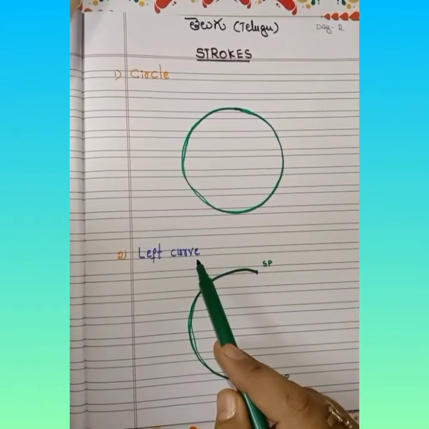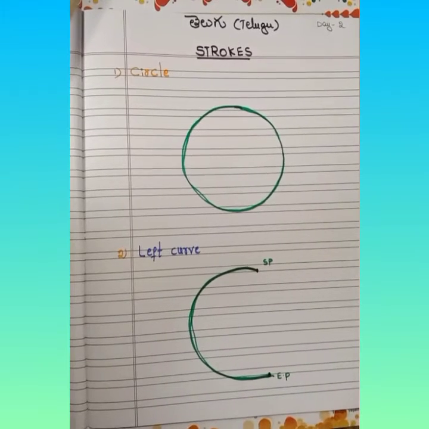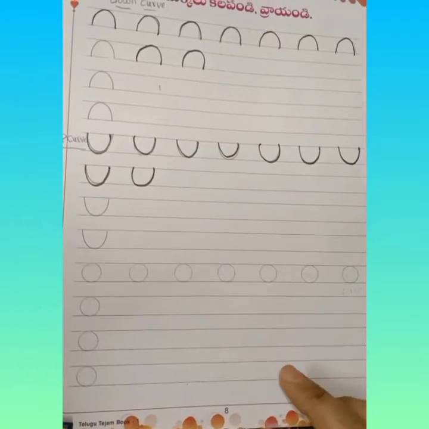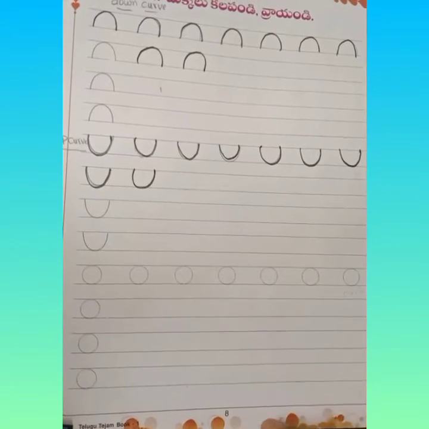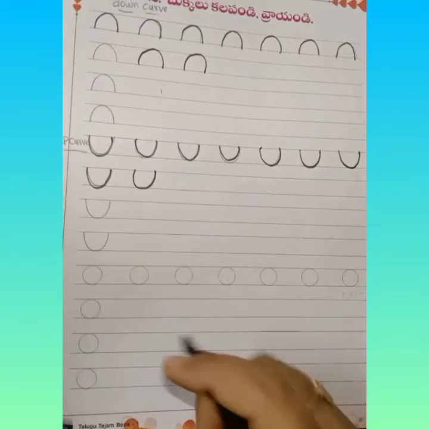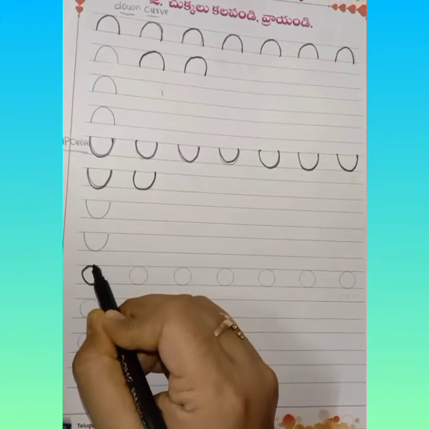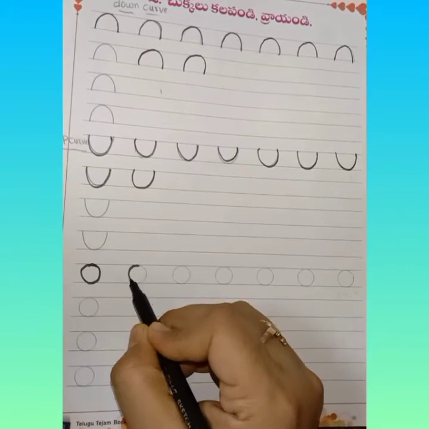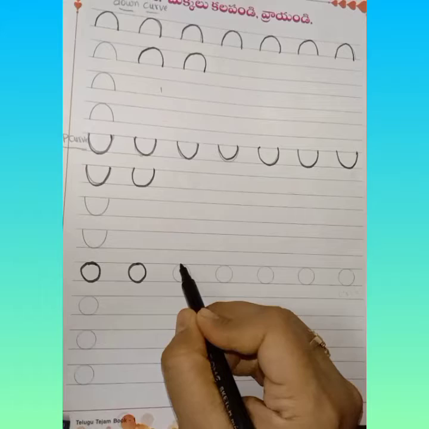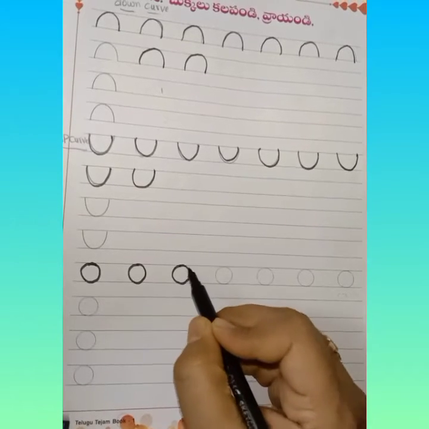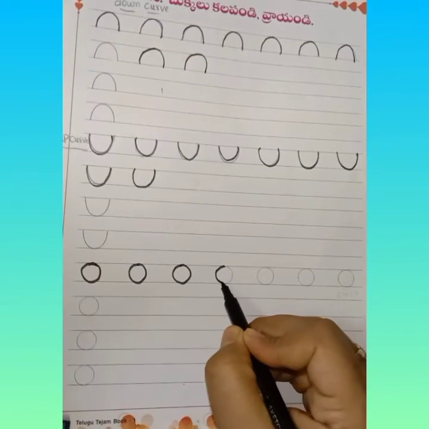Now, please note down the strokes in your classwork. Same way you should trace in your reader. See carefully, children. Page number 8. This is circle. First join the dots. Circle. This is circle. Read and write, children.